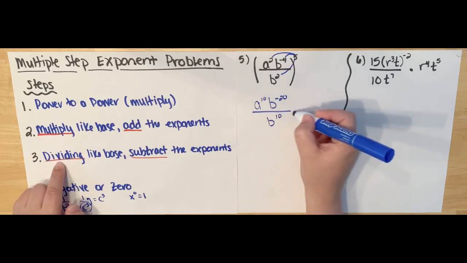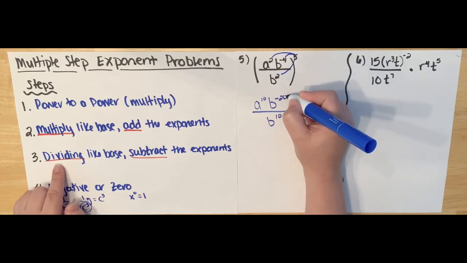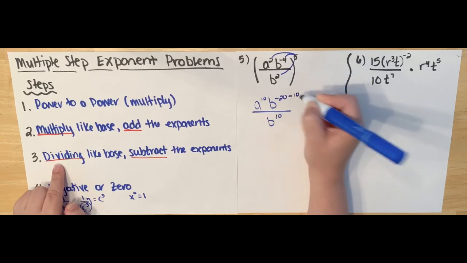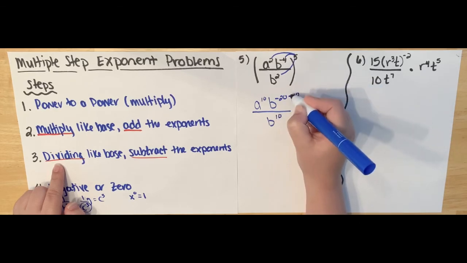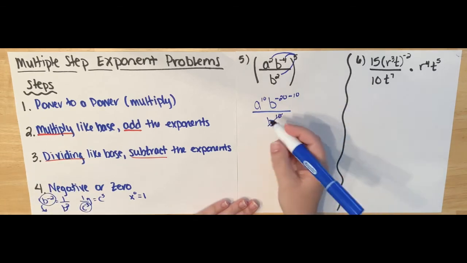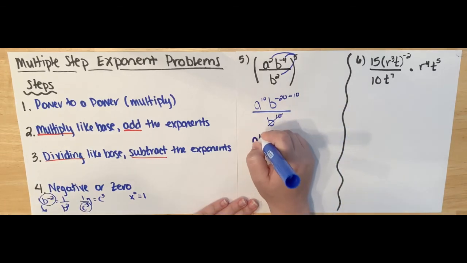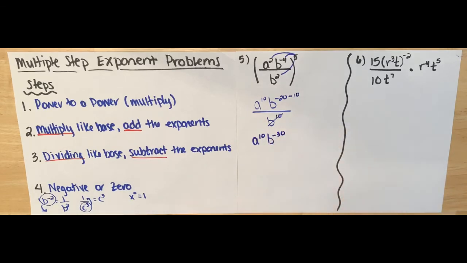I do have division, and I do have like bases. So I'm going to subtract the exponents. And remember, subtract whatever that exponent is. If that had said -10, I would have said minus -10. I like to cross them out just to remember that everything is in the numerator. And I get b to the -30th. Okay. I do have my last one too, a negative exponent. Usually that's the one that's going to show up.